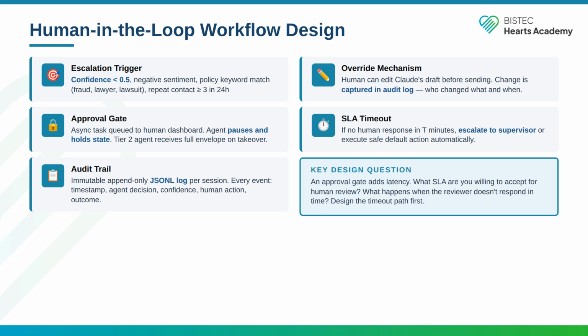The approval gate is where the agent pauses and holds state. When escalation fires, the agent serializes the full conversation state, history, pending draft response, and customer metadata, and queues an async task to the human dashboard. The agent does not send any response to the customer until a human has reviewed it. This is the key difference between human in the loop and human on the loop.